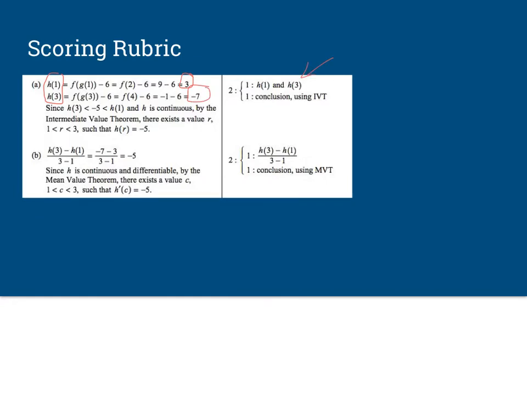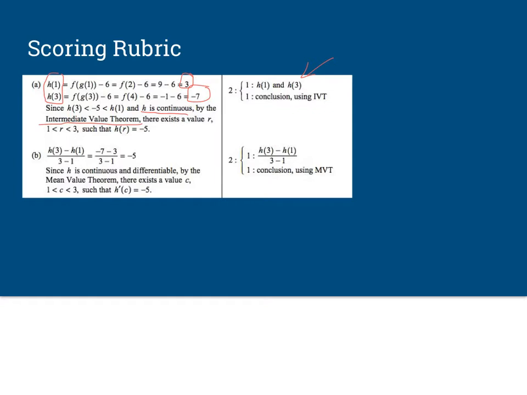And then by the intermediate value theorem, we can guarantee that -5 will exist, because -5 is between the values at h of 1 and h of 3. Now you did have to say h is continuous, and you did have to say by the IVT. You need both statements to get the point.